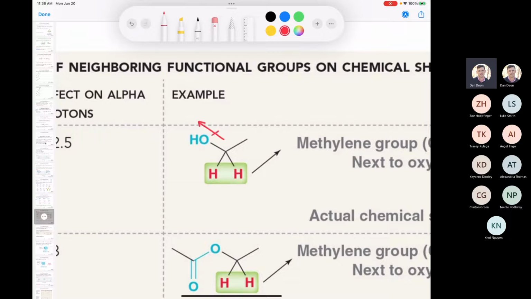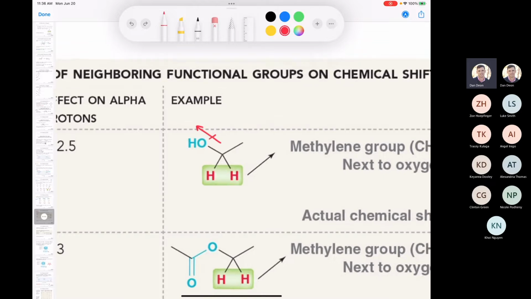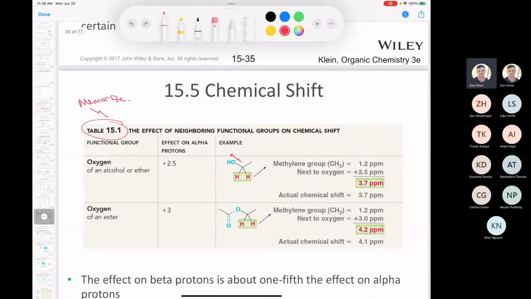So it's going to pull electron density towards itself, which is going to deshield these two protons, for example. And so it's going to cause them to be deshielded by 2.5 parts per million. So let's say you had a methylene, right? This is a CH2 here. The baseline that we saw on the last slide for a CH2, a methylene, was 1.2. If it's alpha to the oxygen of the alcohol or ether, you add 2.5. Plus 1.2 plus 2.5 gives you 3.7 parts per million.